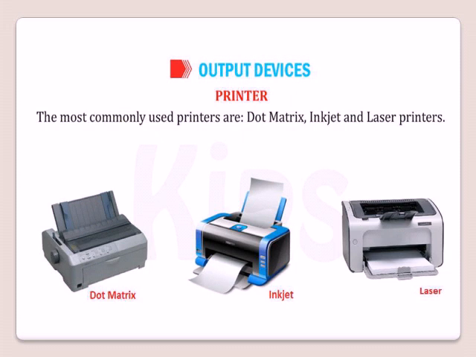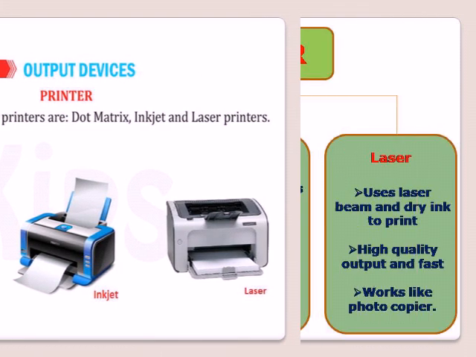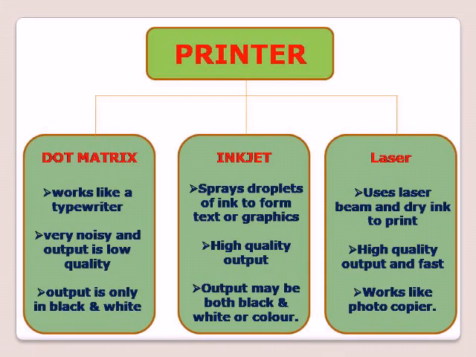Let's learn about these printers one by one. Dot matrix printer. It works like a typewriter. It's very noisy and the output it produces is of low quality. Also, the output that we get is in black and white only.